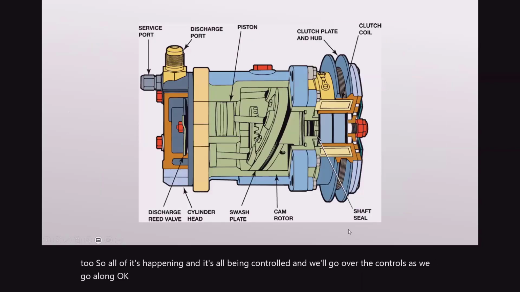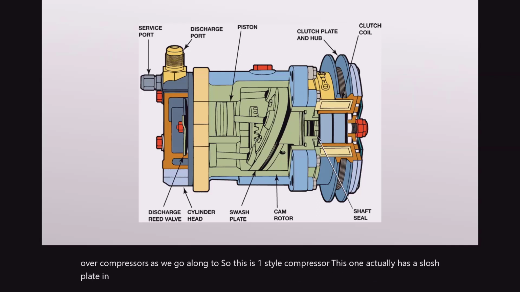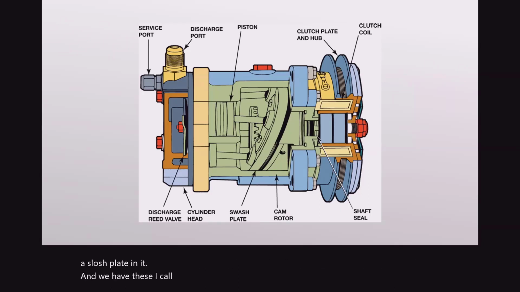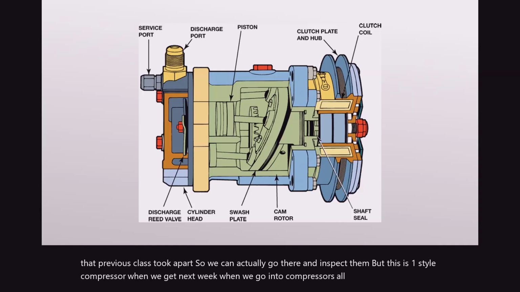Okay, so this is kind of the heart of everything. This is the compressor. This is one style of compressor. There's different types of compressors. Stay tuned, because we'll be going over compressors as we go along too. This one actually has a slosh plate in it. And we have some scroll type compressors that a previous class took apart, so we can actually go there and inspect them. But this is one style of compressor. When we get to next week, when we go into compressors, I'll go a little deeper for you.